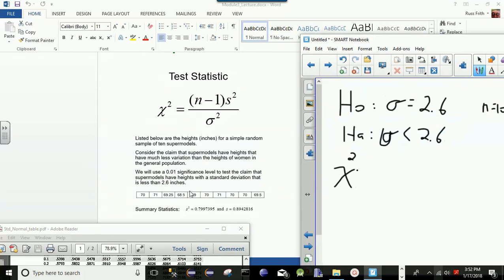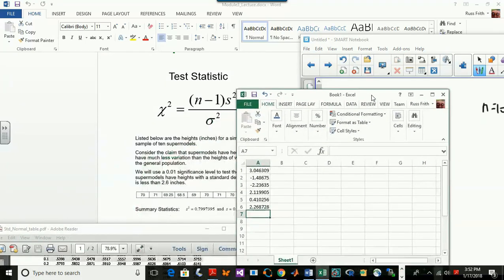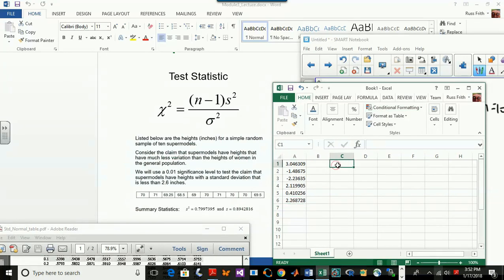So from this data set, remember, to get the sample standard deviation, you should use Excel. You don't have to use Excel, but it's useful. I think a couple of you had questions on how I did this, so watch how I do this. I enter the data: 69.25, 68.5, 69, 70, 71, 70, 70, 69.5.